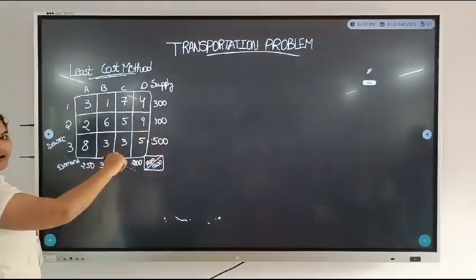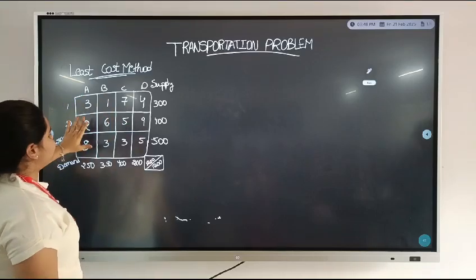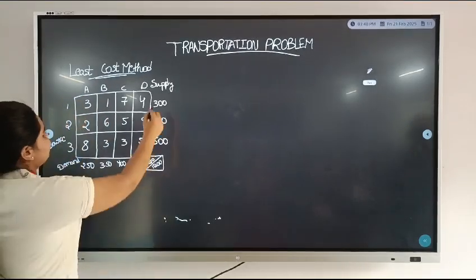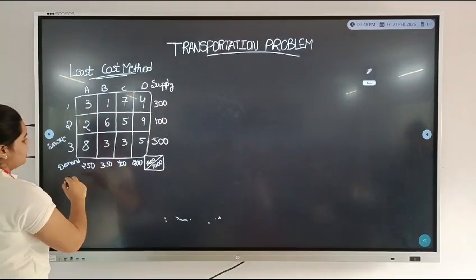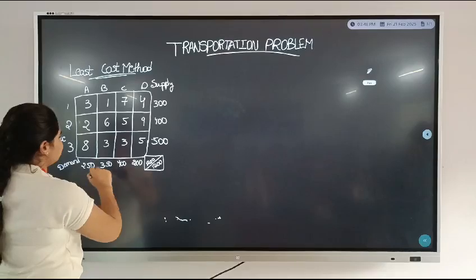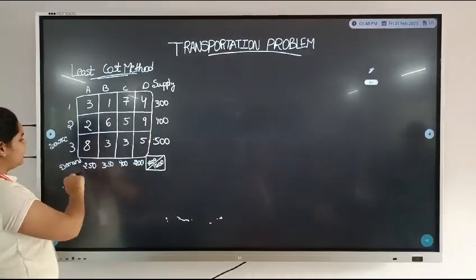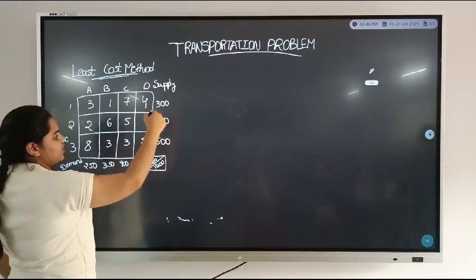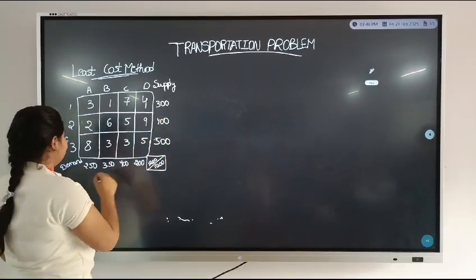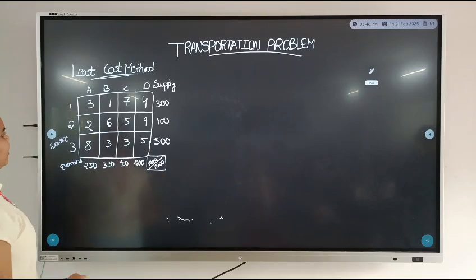I will take this problem as a question, and there is a three into four box. Now I will take these supplies and demands. To solve this one, I need to check that supply equals demand. The total sum of supply numbers is 1200, and the total of demand numbers is 1200. Now I will solve this problem.